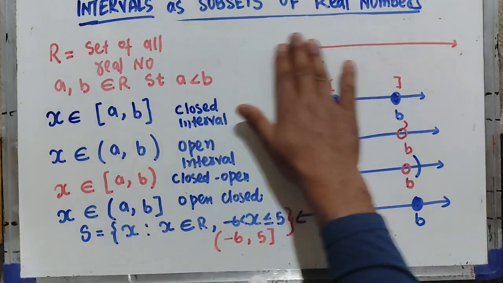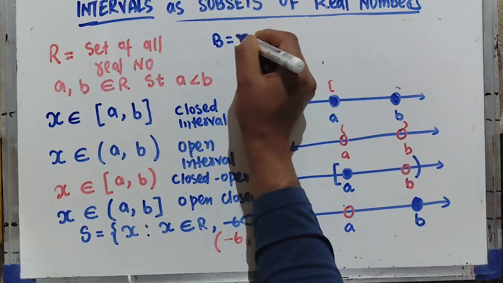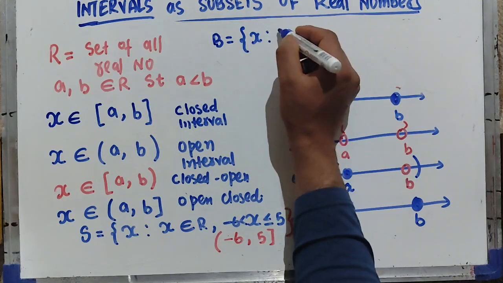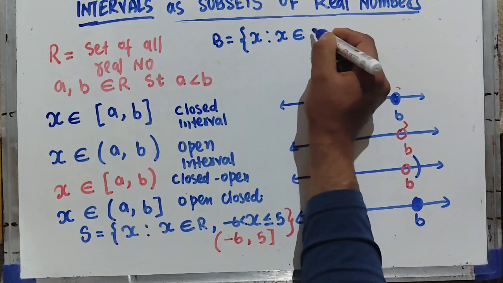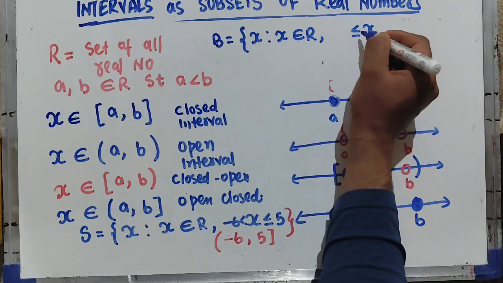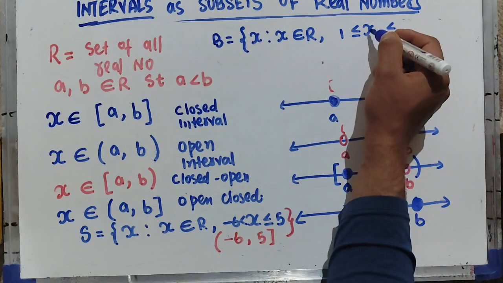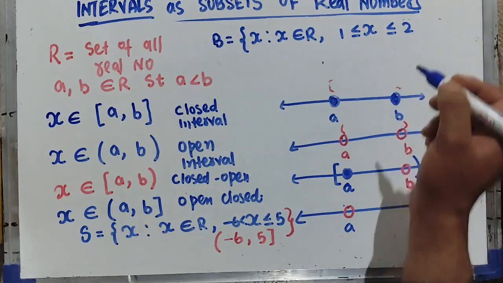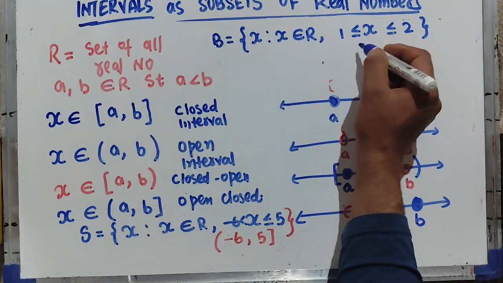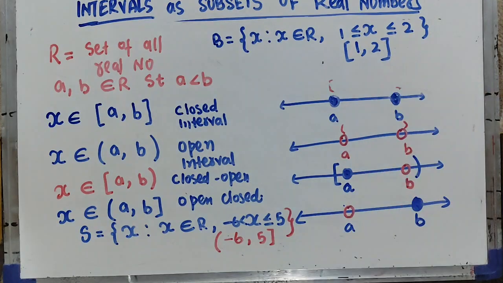Likewise we can take other examples. Let us suppose we have a set B. B is the set of all x's such that x belongs to real numbers, and x is greater than or equal to 1 but less than or equal to 2. So in the interval notation we can write it by the closed interval, that is [1, 2], and we use the square brackets here.